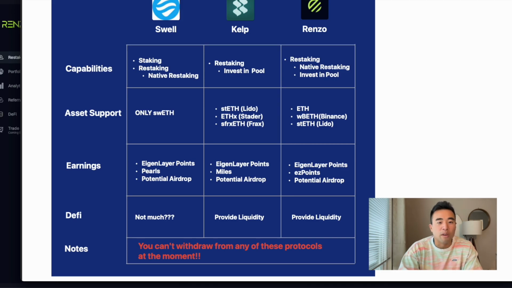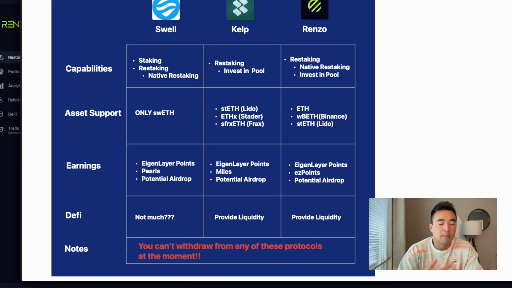You saw me go through their apps. This may be coming soon, but that is a risk that you should be aware of. Look, it's early days. Some of these projects aren't fully built out yet. So the fact that they haven't implemented withdrawal logic yet makes this a little more risky.